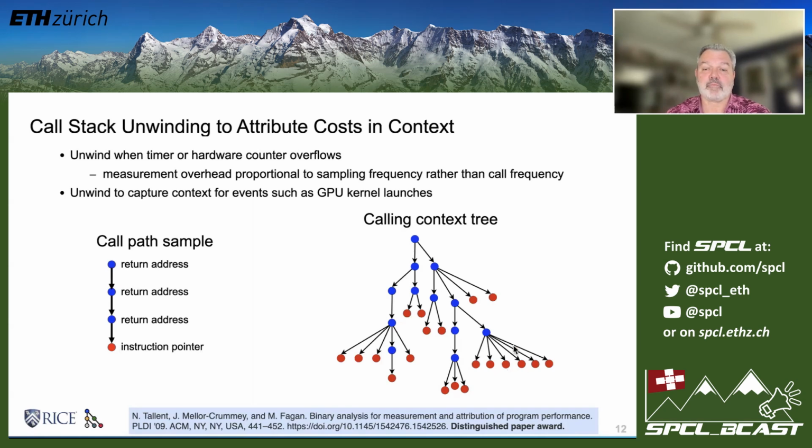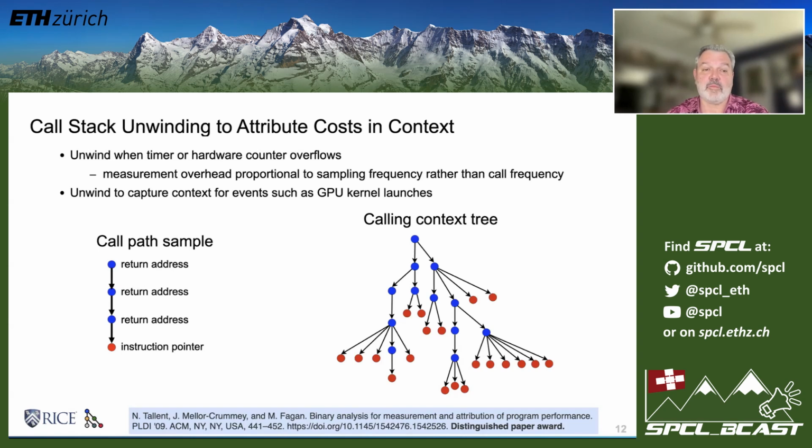The result of collecting our measurements with this calling context profiling is a calling context tree, with costs attributed to each of the nodes in this tree. The costs can be things like time or cache misses or GPU copy costs or GPU kernel execution time. Not only are we unwinding the call stack when we get samples on the CPU, but anytime we launch a GPU kernel, we're also unwinding the calling context to find out where the kernel was launched or when a GPU copy was initiated.